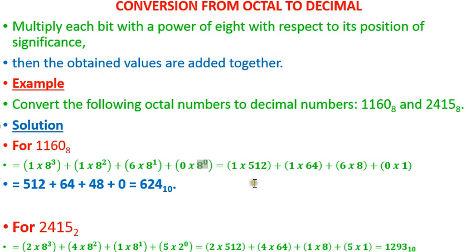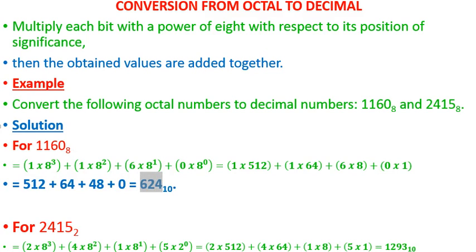Now, 1 times 512 will give you 512, 1 times 64 will give you 64, 6 times 8 will give you 48, and 0 times 1 will give you 0. So add 512 to 64 to 48 to 0, you get 624 base 10, which is equivalent to 1160 base 8.